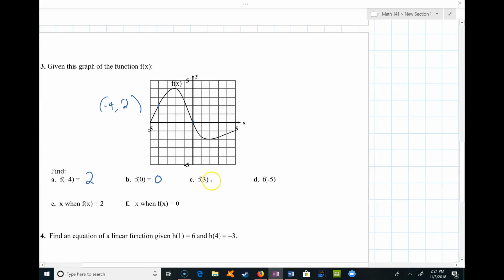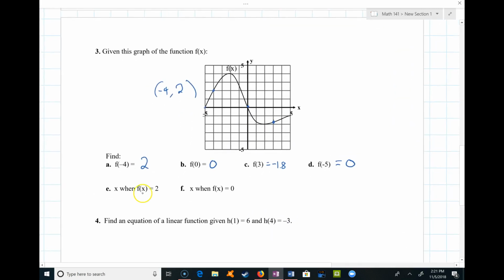This one says I plugged in 3 and got out something. So I go out to x equals 3. And that's the point that's connected with 3. So it looks like I have about -1.8-ish, maybe. Yeah. And then finally, what is f of -5? So I go back to -5, and it looks like the y value is 0 at that point.